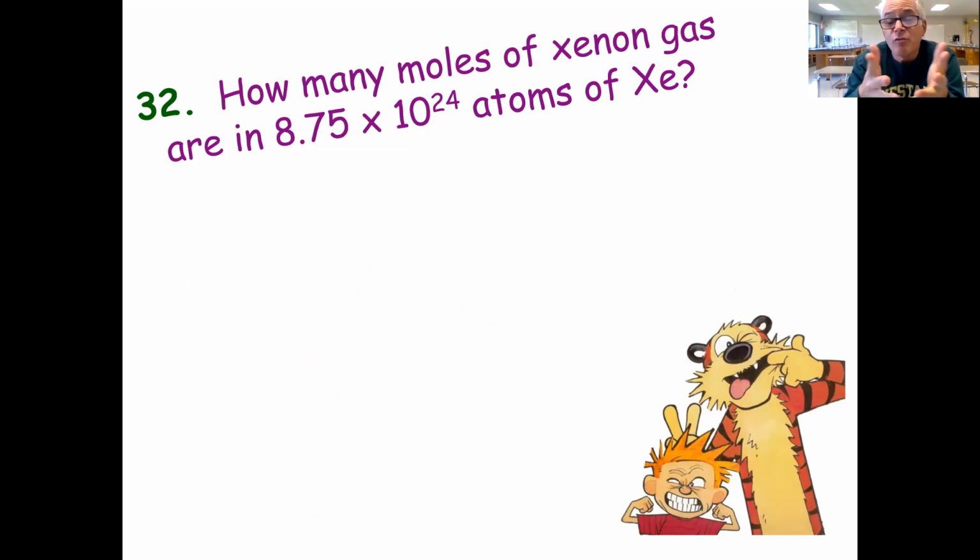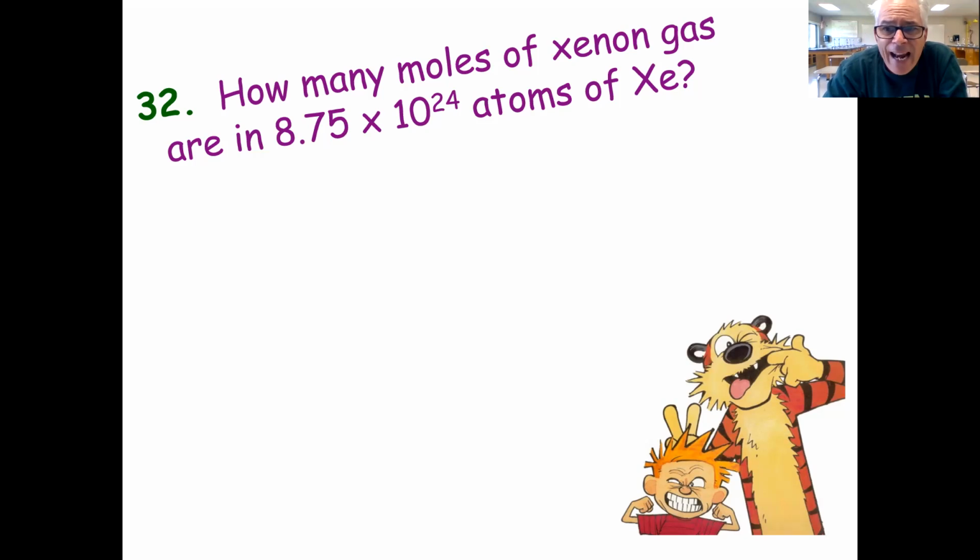So this is a really big number. Look at this one. How many moles of xenon gas are in 8.75 times 10 to the 24th atoms of xenon? Xenon is element number 54. Look at this. Where are we starting? We have to go from atoms to moles.